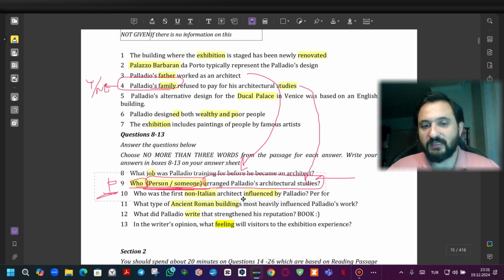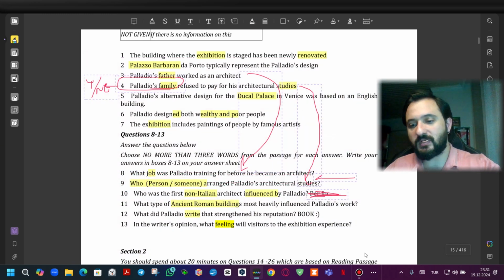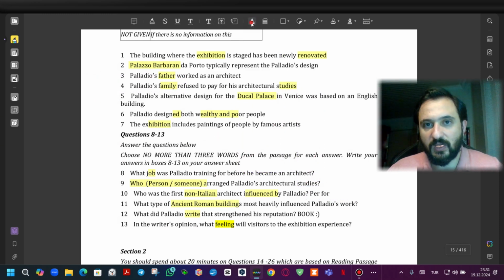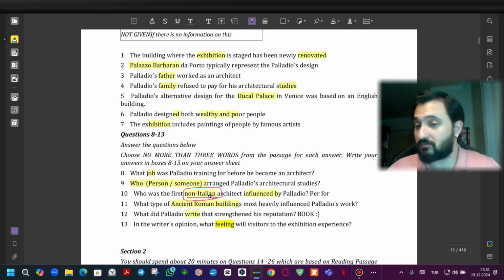Who was the first non-Italian architect influenced by Palladio? Therefore is wrong. It is just a mistake here. Non-Italian and influence. Influence is not important for here. Why? Because non-Italian is the most important one. And be careful, non-Italian is so easy, elementary level. So you need to find someone foreigner. It can be immigrant, refugee, traveler, digital nomad, non-Italian, Japan, French, something like that. But you need to find someone who is foreigner or a foreign name. What type of ancient Roman building? Forget the other parts. You need to find ancient Roman buildings, mausoleum, temple.